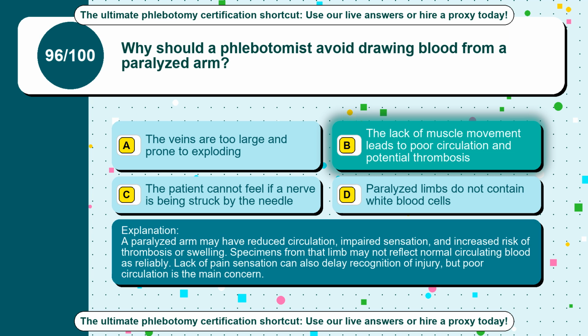A paralyzed arm may have reduced circulation, impaired sensation, and increased risk of thrombosis or swelling. Specimens from that limb may not reflect normal circulating blood as reliably. Lack of pain sensation can also delay recognition of injury, but poor circulation is the main concern.